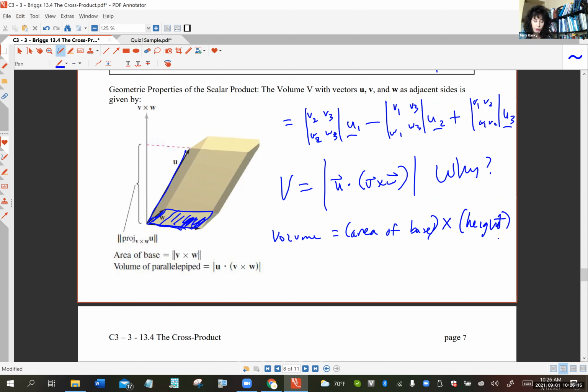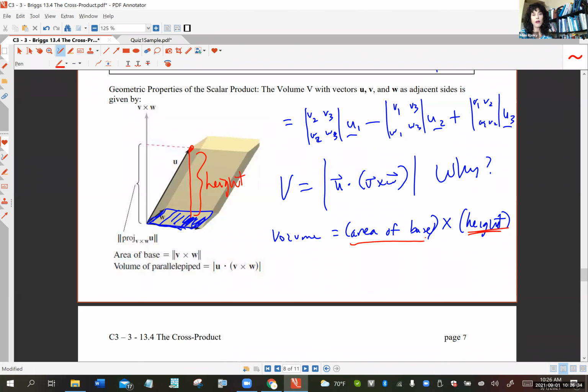And you have to be careful because the height is not the magnitude of U. Oh no. The height is found by dropping a perpendicular from the tip of U to the base. Here is the height. Oh my gosh, well, how do you get these?